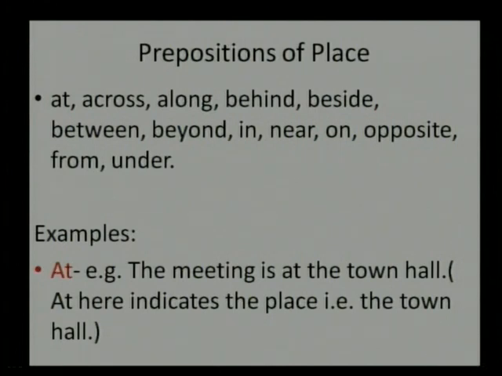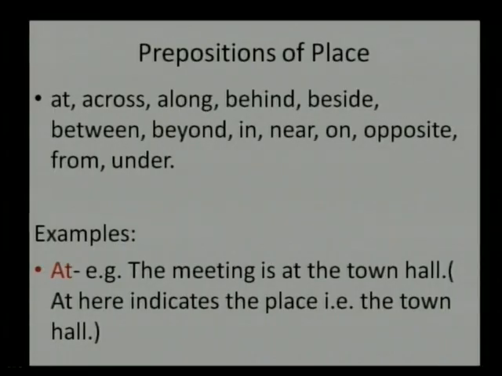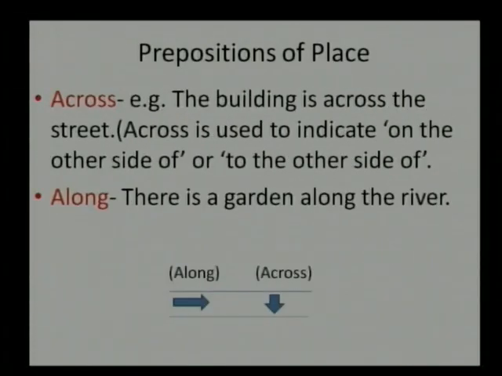Prepositions of place. Prepositions of place include at, across, along, behind, beside, between, beyond, in, near, on, opposite, from, under. These are examples of prepositions of place. For example, the meeting is at the town hall.